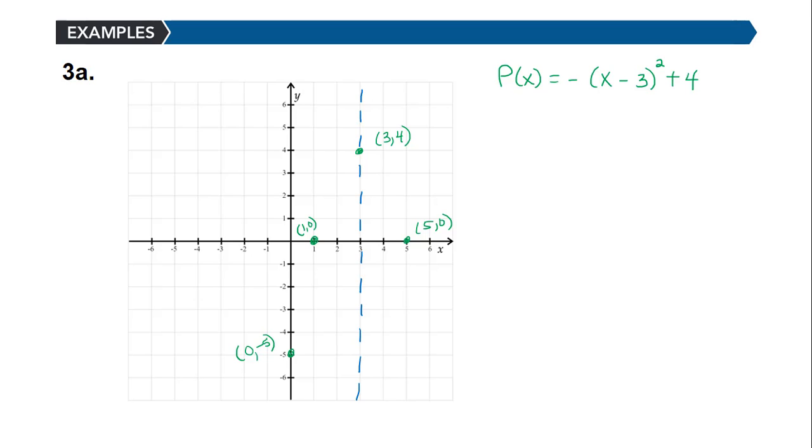So likewise, this point (0, -5) is 3 units left of this axis of symmetry. So that means 3 units right of that, I need to have a point that's in the same position. So at (6, -5), there is a corresponding point on the graph. So then I'm going to connect these dots to get the graph of the parabola through these points. And so from this graph, we can confirm the range is from negative infinity up to a y value of 4.